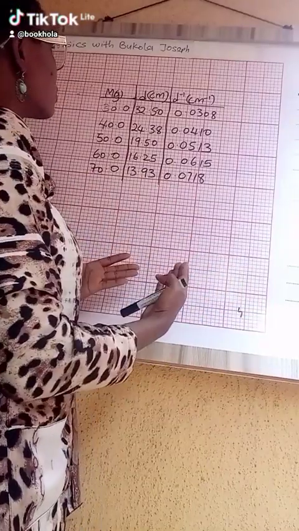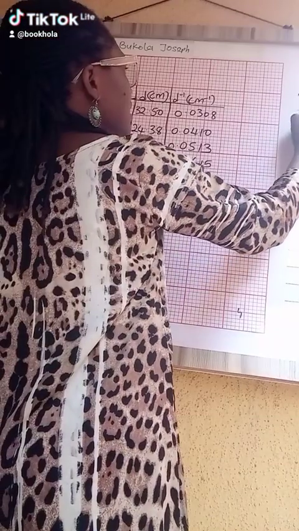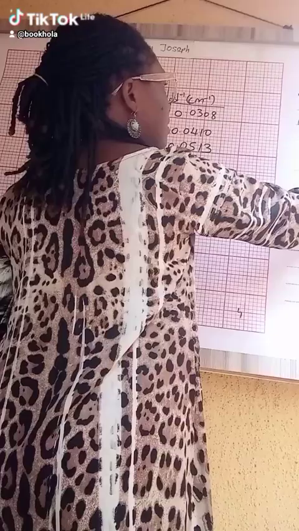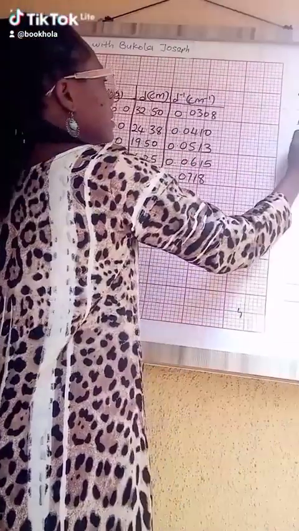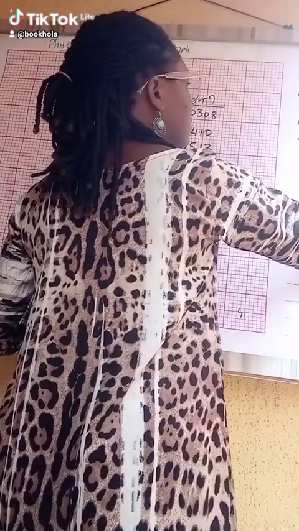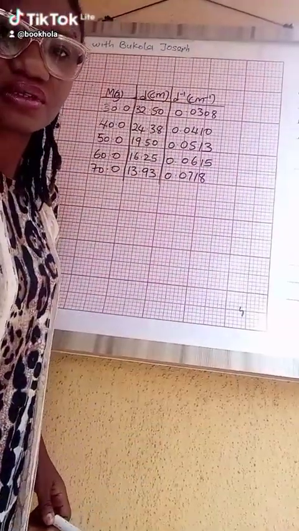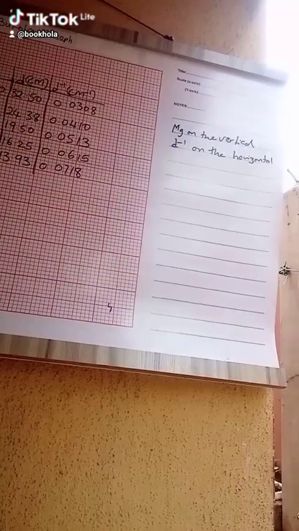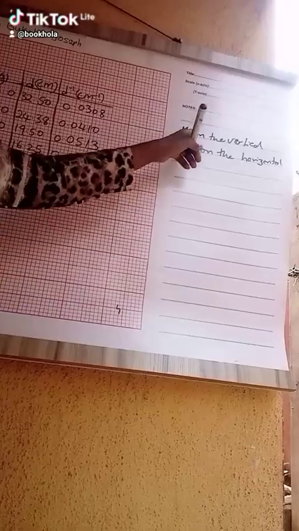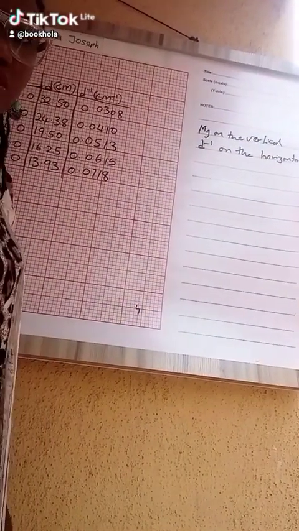Like on this question, you are expected to plot a graph of mg on the vertical and D inverse on the horizontal. You're not seeing what I'm doing, I just wrote what I said. You are plotting a graph of mg on the vertical and D inverse on the horizontal. So let's come back to this question.